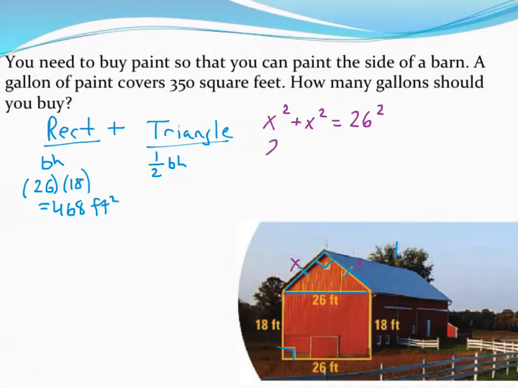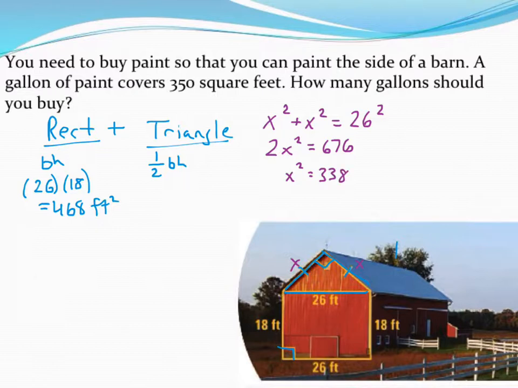X squared plus x squared is 2x squared. I can combine like terms. And 26 squared is 676. And so because I have that single variable, I can solve this problem. I can find what x is equal to. So I'll need to divide both sides by 2, and that gets me x squared equal to 338.